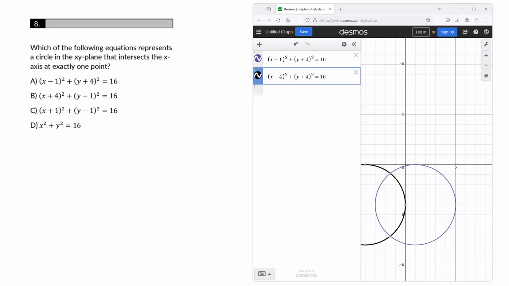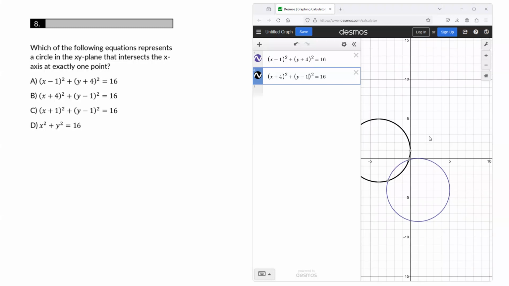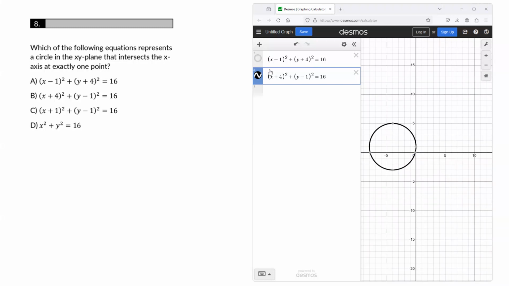Let's see, this is a -1. And I can see here, let me zoom a little bit better. Let's get rid of A. B intersects the x-axis at 2 points. Yeah, it intersects the y-axis at one point, but that's not what the question said. The question said the x-axis. All right, so B is not correct.